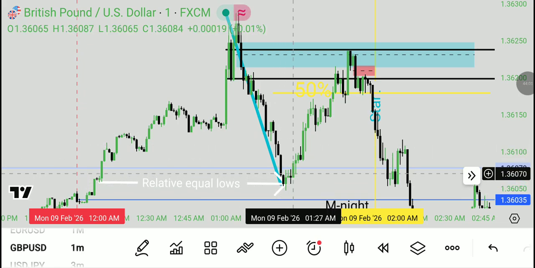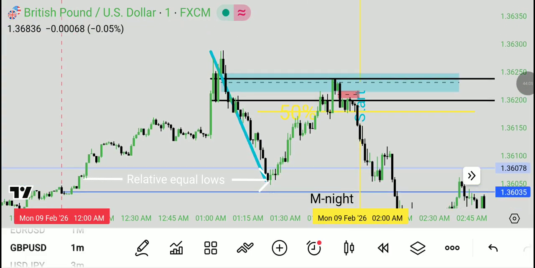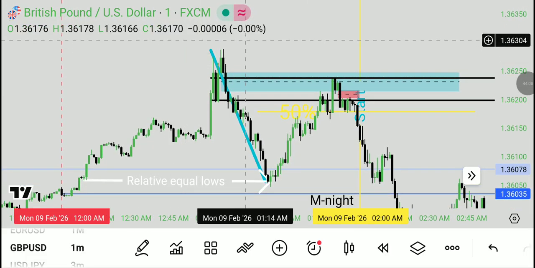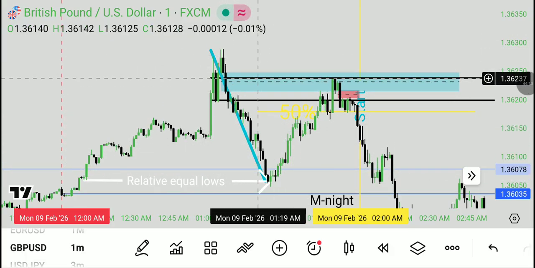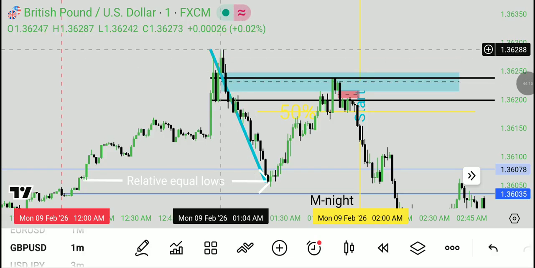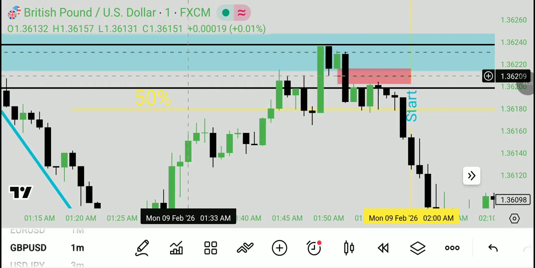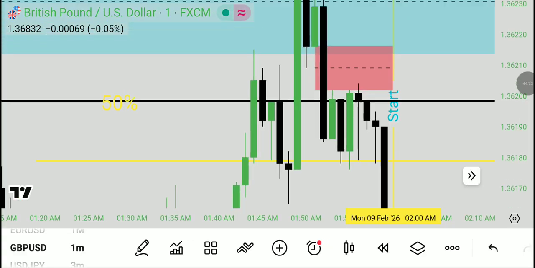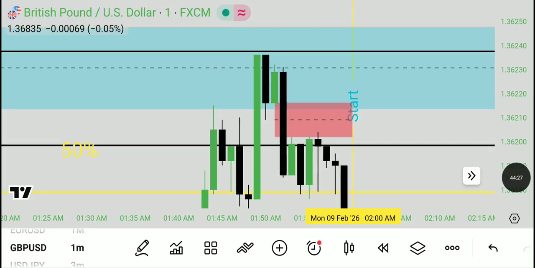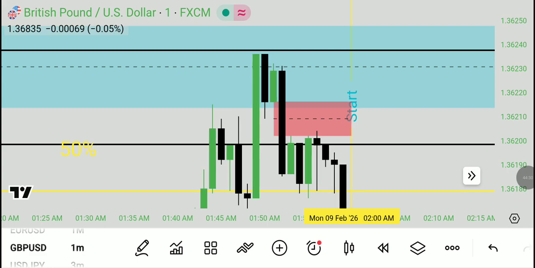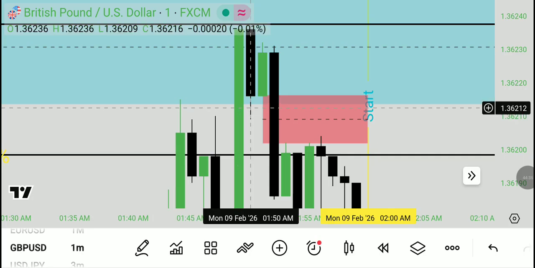After forming relative equal lows, they go back to the 50% of the buy side liquidity that was formed, that was dropping. They come to the 50% of it, only stopping at the 50%. They did not move. You can see how beautiful it looks. You can see this is what I have been teaching you. After it forms another block.